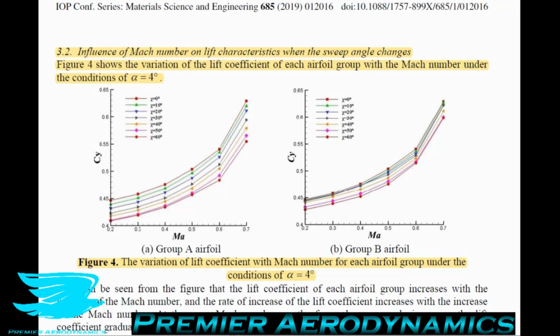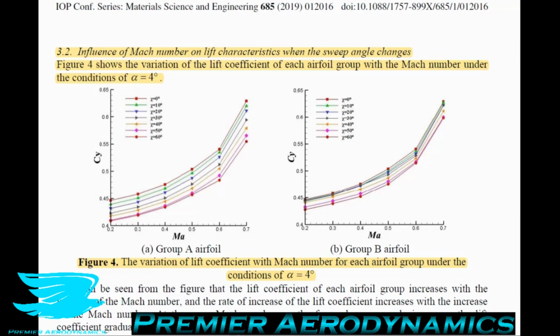So they say that in figure 4, it can be seen from the figure that the lift coefficient of each airfoil group increases with increasing Mach number. And the rate of increase of the lift coefficient increases with the increase of the Mach number. At the same Mach number, as the forward sweep angle increases, the lift coefficient gradually decreases. So in other words, for the A set airfoils, as you increase the Mach number and you have the angle of attack still at 4 degrees, the lift coefficient drops with increasing sweep angle.